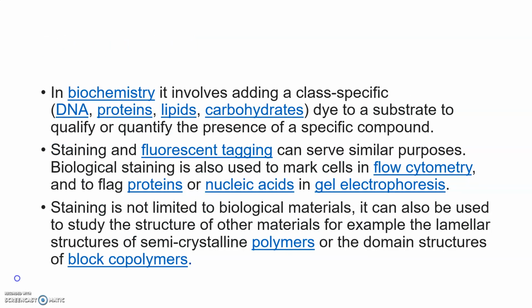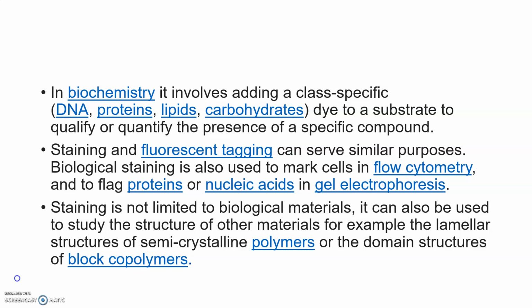But in biochemistry, it involves adding a class-specific dye to a substrate. Class-specific means specific to certain groups, that is either DNA, protein, lipid or carbohydrates. According to that specific macromolecule, that type of dye is used. This class-specific dye is added to a substrate to qualify or quantify the presence of a specific compound.